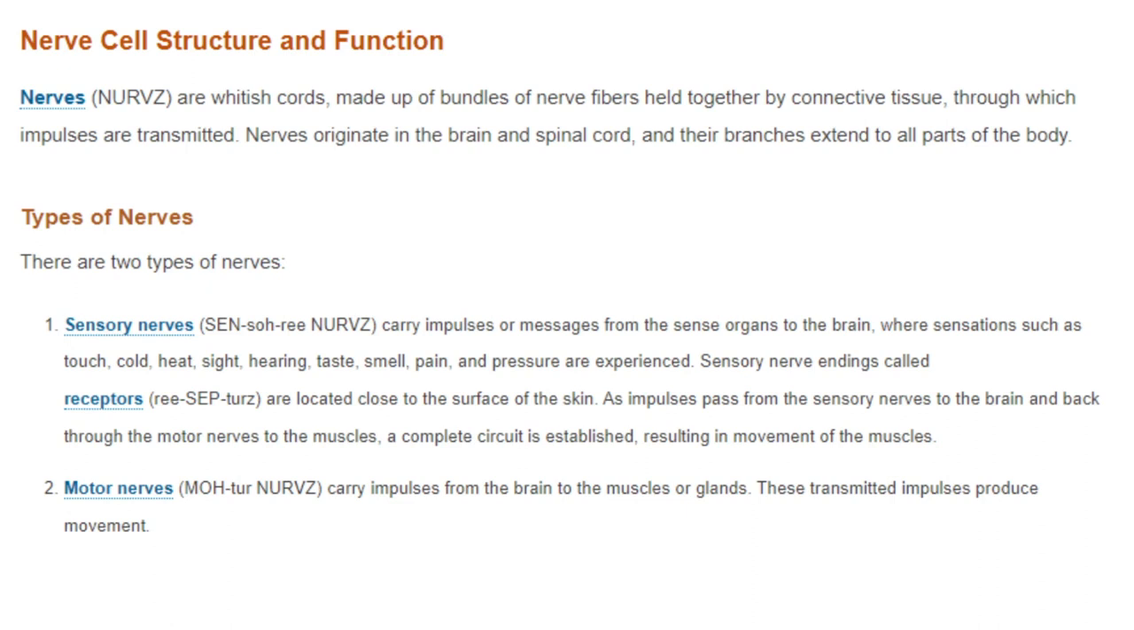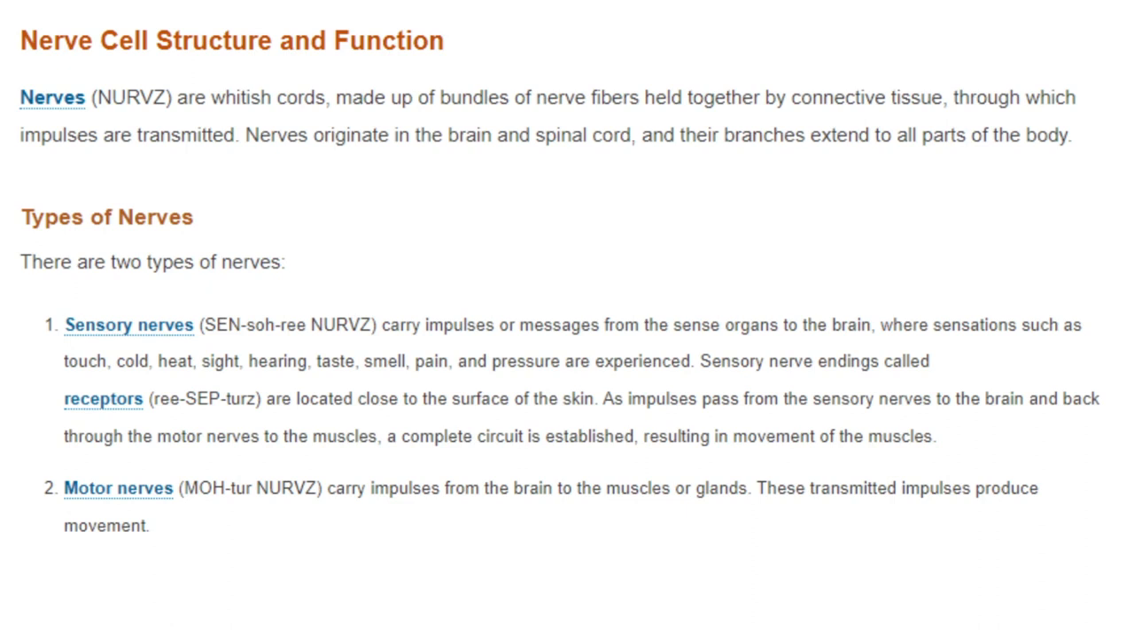Types of nerves. There are two types of nerves. Sensory nerves carry impulses or messages from the sense organs to the brain, where sensations such as touch, cold, heat, sight, hearing, taste, smell, pain, and pressure are experienced. Sensory nerve endings called receptors are located close to the surface of the skin. As impulses pass from the sensory nerves to the brain and back through the motor nerves to the muscles, a complete circuit is established, resulting in movement of the muscles.